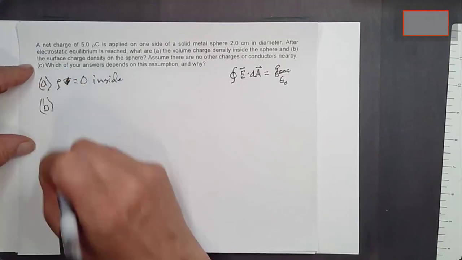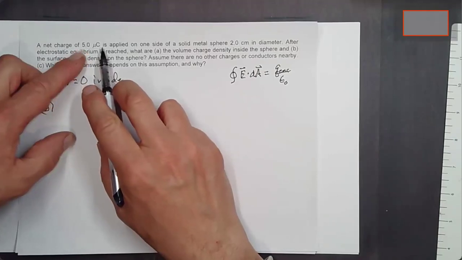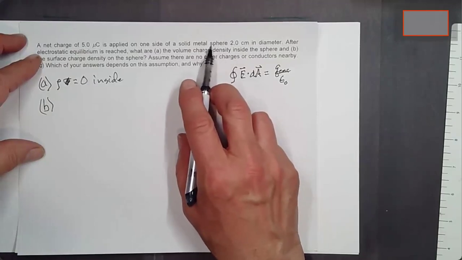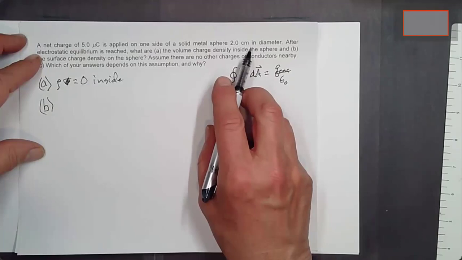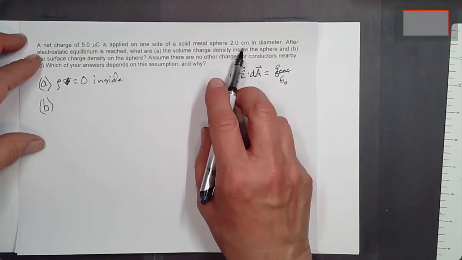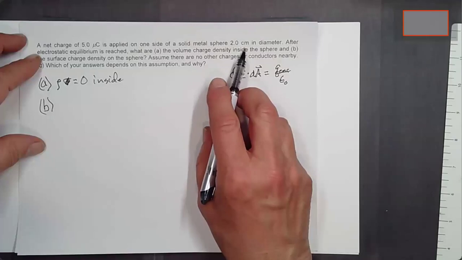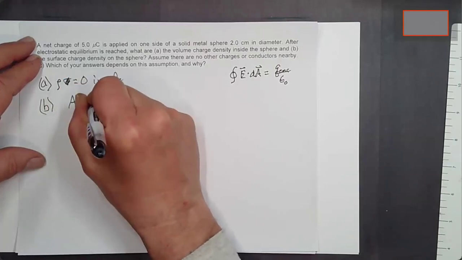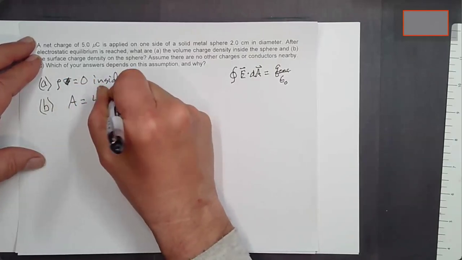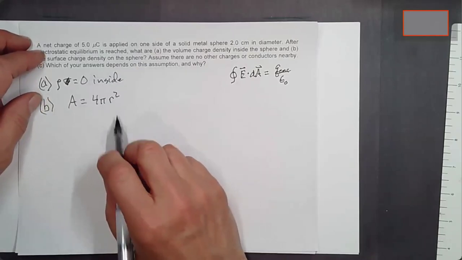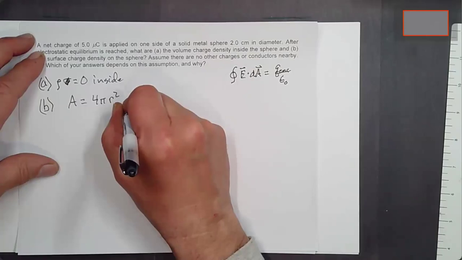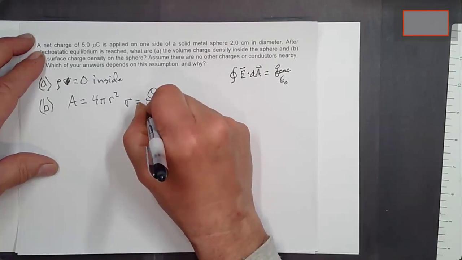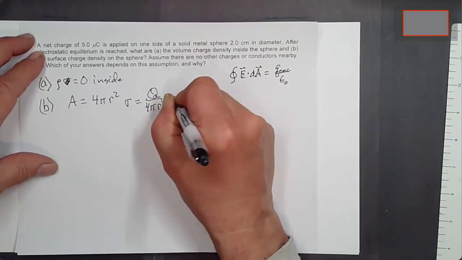Okay, well, we have 5 microcoulombs. It's spread over the surface of a metal sphere that's 2.0 centimeters in diameter, or 1.0 centimeters in radius. And so the surface area of this thing is going to be 4 pi r squared. That's the surface area of a sphere. Sigma, the surface charge density, will equal the amount of charge on it divided by 4 pi r squared, the area.